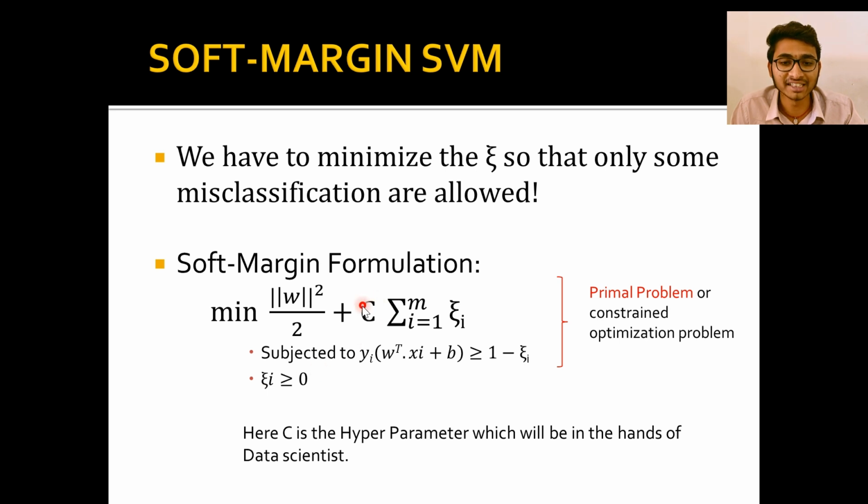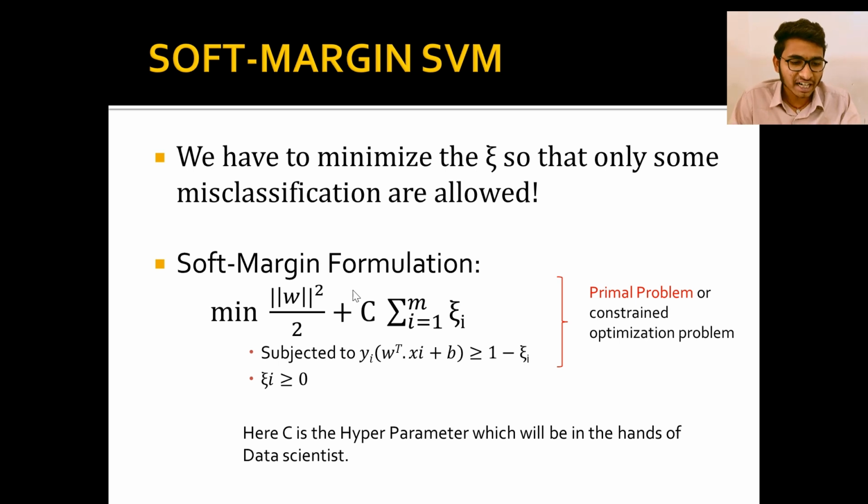You might be wondering what is C. C is the hyperparameter that would be in the hands of the data scientist, right? We have the control over whether misclassification should be more or less according to the data set. C would be calculated using cross validation across the training data. And in general we use C equal to 1, because we are giving equal contribution to misclassification and the margin. This is the beauty of this primal problem, the primal formulation that we have done.